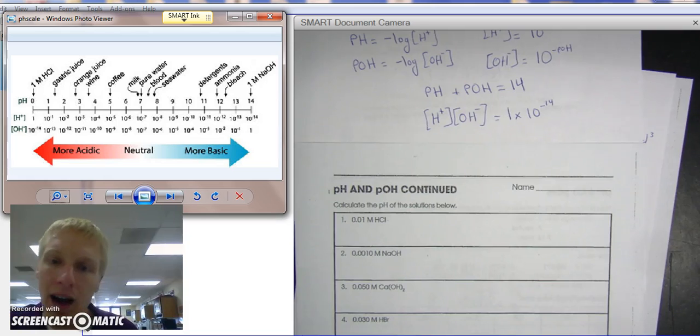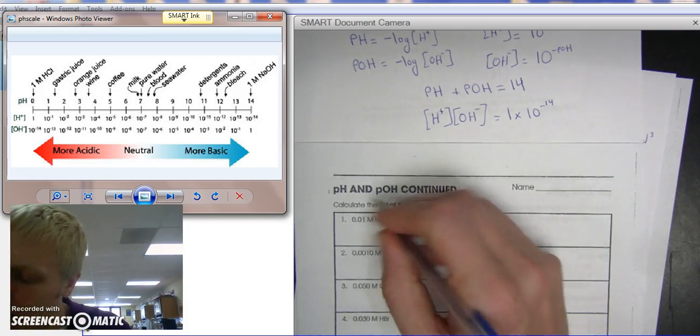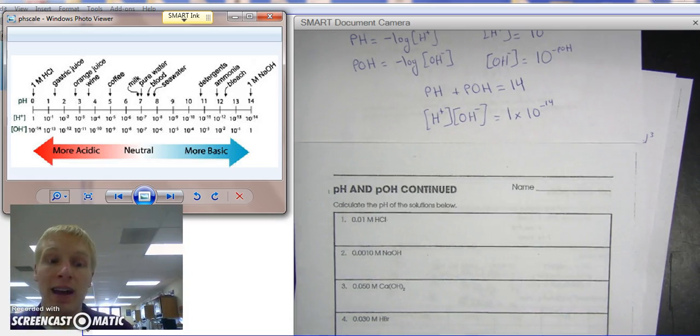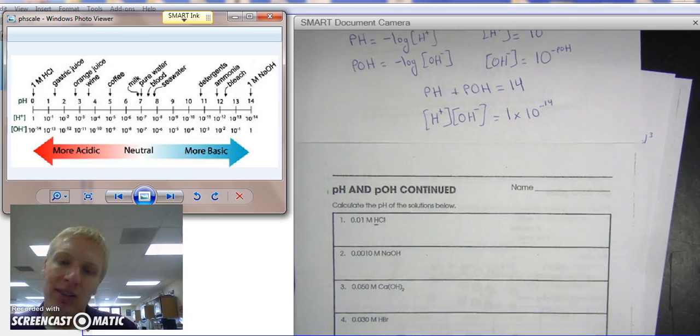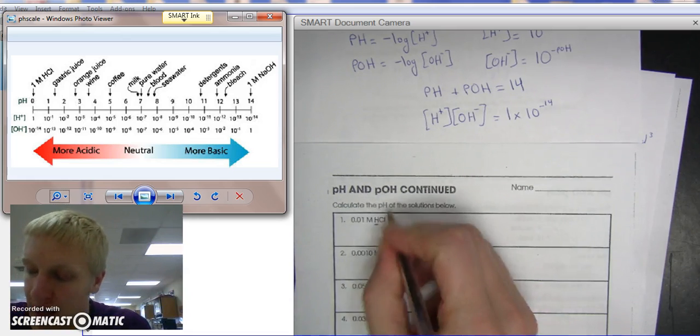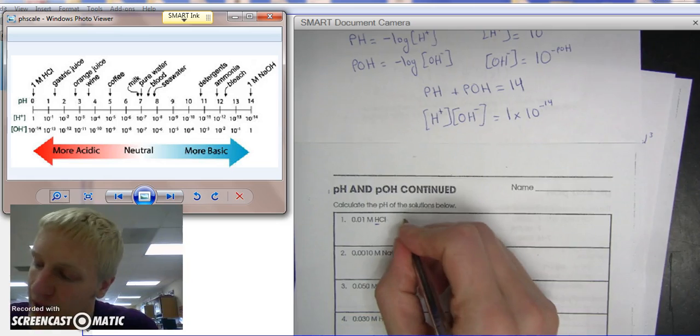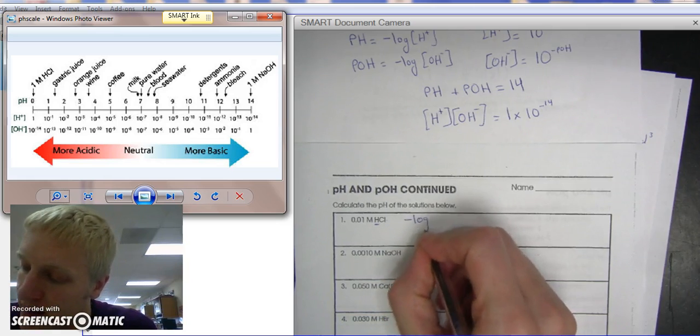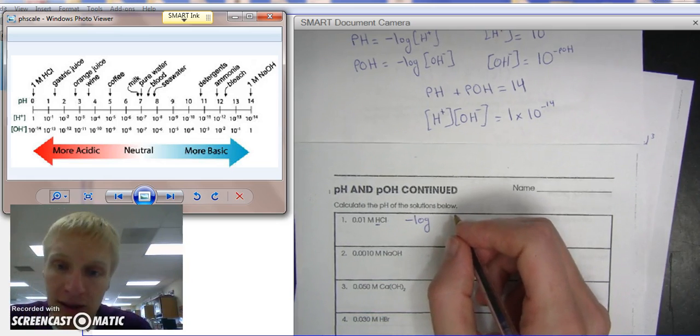So, on the test, you're going to have something more similar to this, where they give you the concentration of an acid. You know it's an acid because it starts with an H. So basically it's looking at the H plus concentration. And what you can do is take the negative log of the acid concentration, or the H plus, and that's going to give you your pH. Negative log of H plus equals pH.